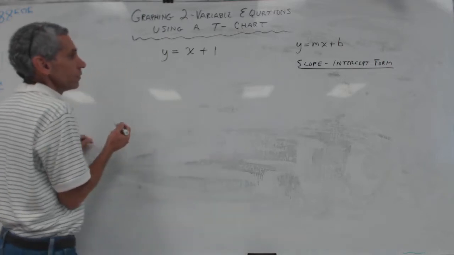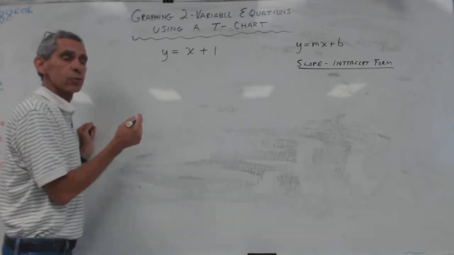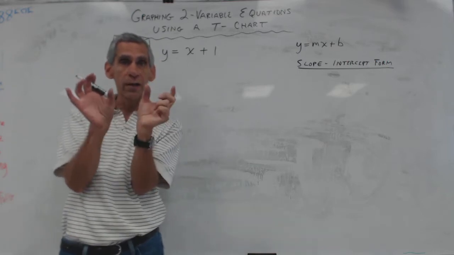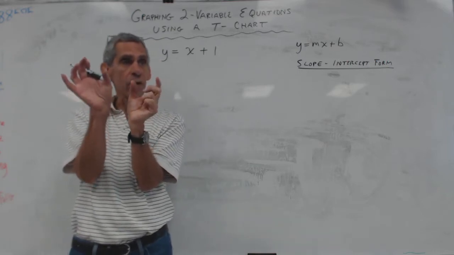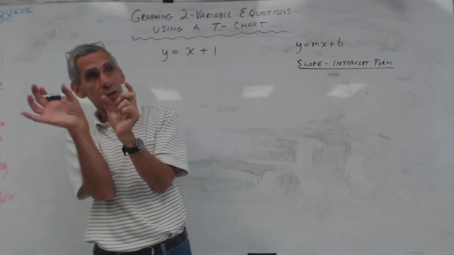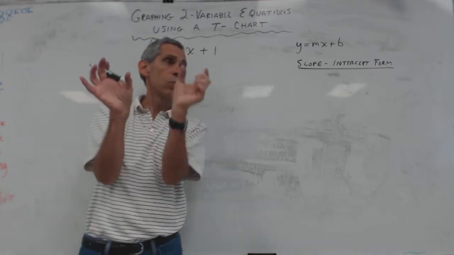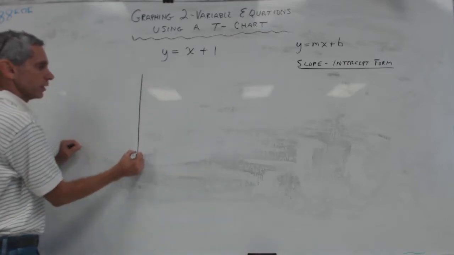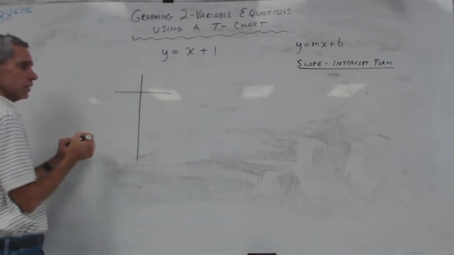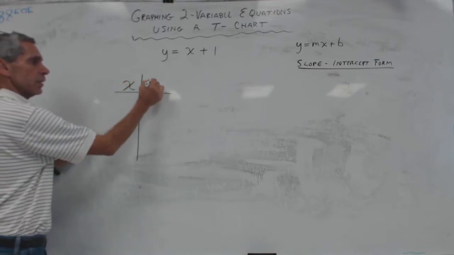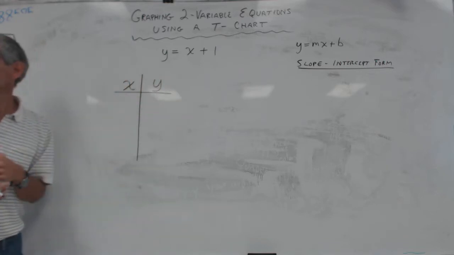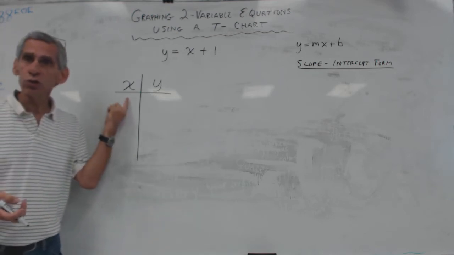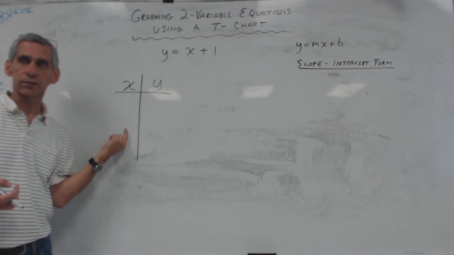All right? So a T-chart is, remember the coordinate points? There's an X, and then a comma and a Y. A T-chart's set up the same way, only it's a T with the X over here, just like it would be in the point, and the Y over here. So you have a T like this, and then you put the X here, and you put the Y here. And then you graph. And then you have to choose something for X.